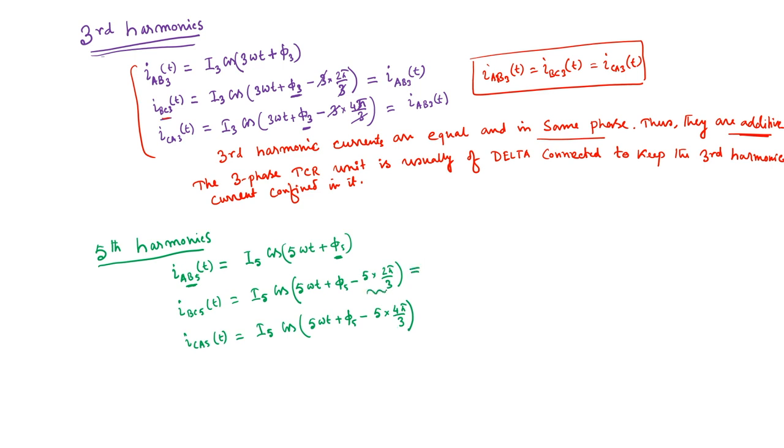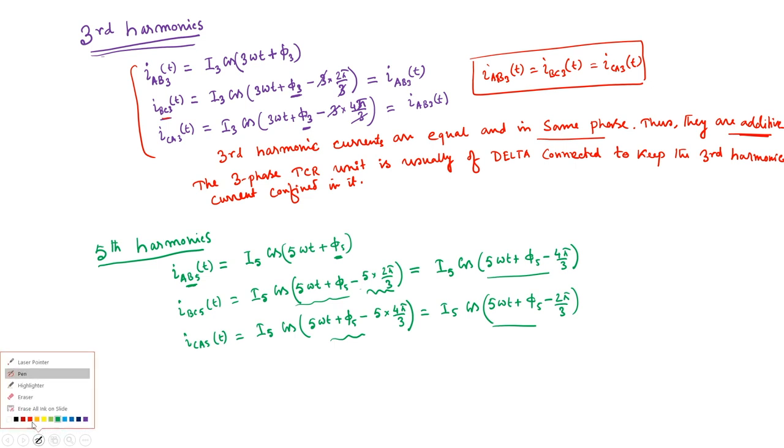Okay. Now, if you do this calculation, then you will arrive at I5 cosine(5 omega t plus phi 5 minus 4 pi by 3), and this is I5 cosine(5 omega t plus phi 5 minus 2 pi by 3). You split this 5 multiplied by 2 pi by 3, and then you do this further simplification, you will come up with this, and similarly if you do this you will come up with this. Now, what we can see over here is an interesting fact that here this I_BC5 and I_CA5 are basically interchanging the phases, the phase sequence as compared to the fundamental current. Okay. So, that is why we call it the negative.